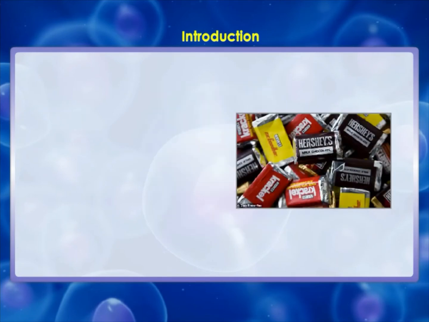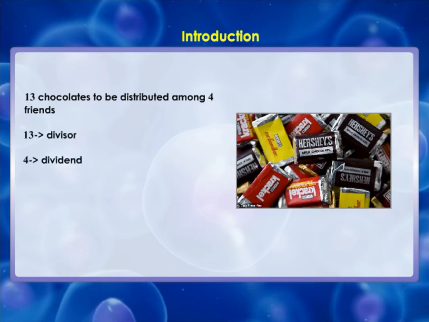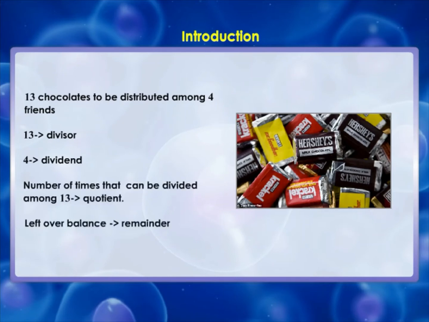Imagine it's your birthday and you got 13 chocolates which have to be distributed among your 4 friends. In this case, we refer to 13 as the divisor, to 4 as the dividend, and the number of times that 4 can be divided among 13 as the quotient. When the divisor cannot be distributed equally to the dividend, the leftover balance is referred to as the remainder. So, by dividing 13 by 4, we get 3 as the quotient and 1 as the remainder.